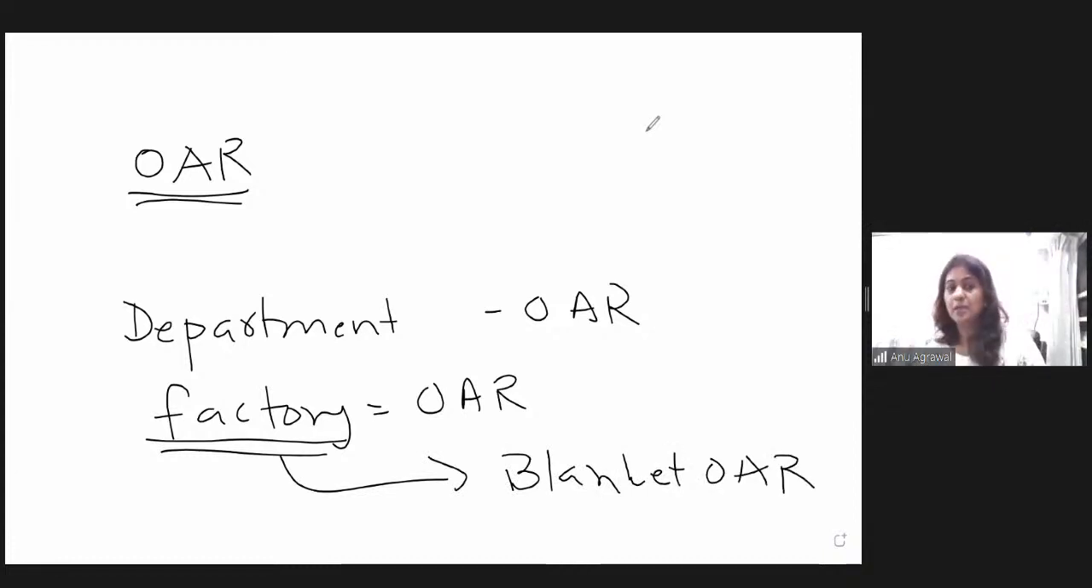So I repeat, when you are doing it department-wise, you call it the overhead absorption rate for a particular department. But when you're doing it for the factory as a whole, then you say we are finding out a blanket rate, not going by departments, but just finding out an overhead recovery rate for the factory. So this is the difference between the two terms, departmental overhead absorption rate and blanket rate. Now, coming to how we calculate overhead absorption rate.